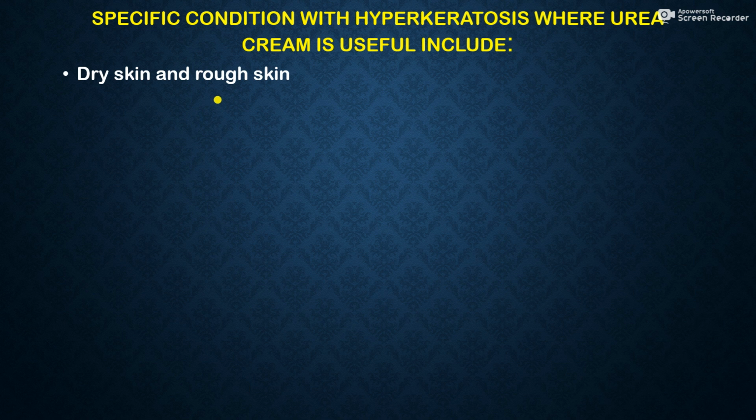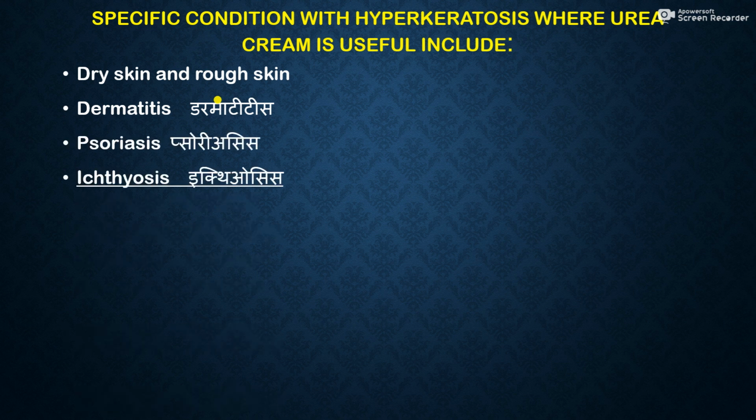So friends, what is the overall conclusion about urea in dermatology? Urea is widely used in various types of creams used for skin. When dry skin and rough skin are present, the creams have urea as a major ingredient. Dermatitis is one skin disease, and in that skin disease, urea creams are used.